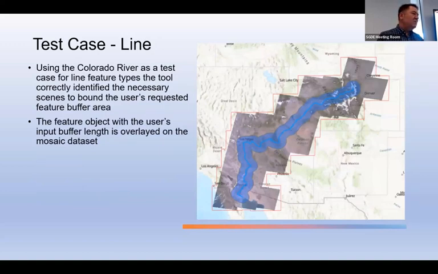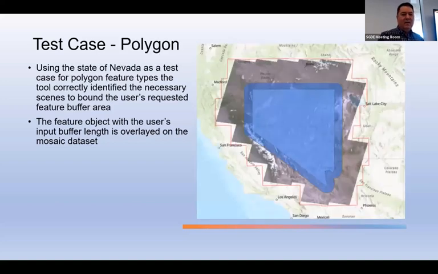Another test case I worked through was the Colorado River. I figure if someone's doing analysis of maybe some riparian areas of the river or wants to know what type of vegetation, this is another feature type. You could see the tool went ahead and downloaded the appropriate scenes to bound the river. Another test case was Nevada, a polygon, where it just shows the necessary scenes to bound the buffered area that was requested, in the dark blue.